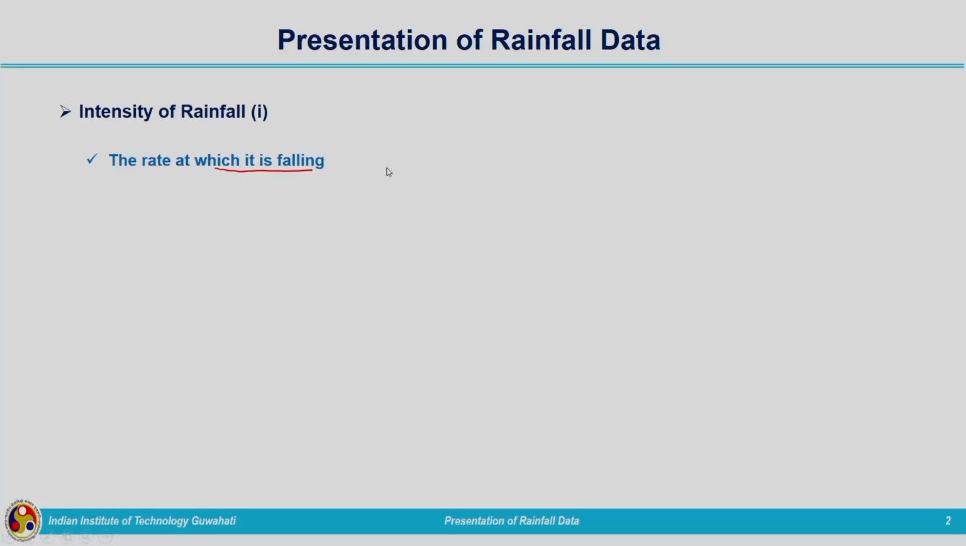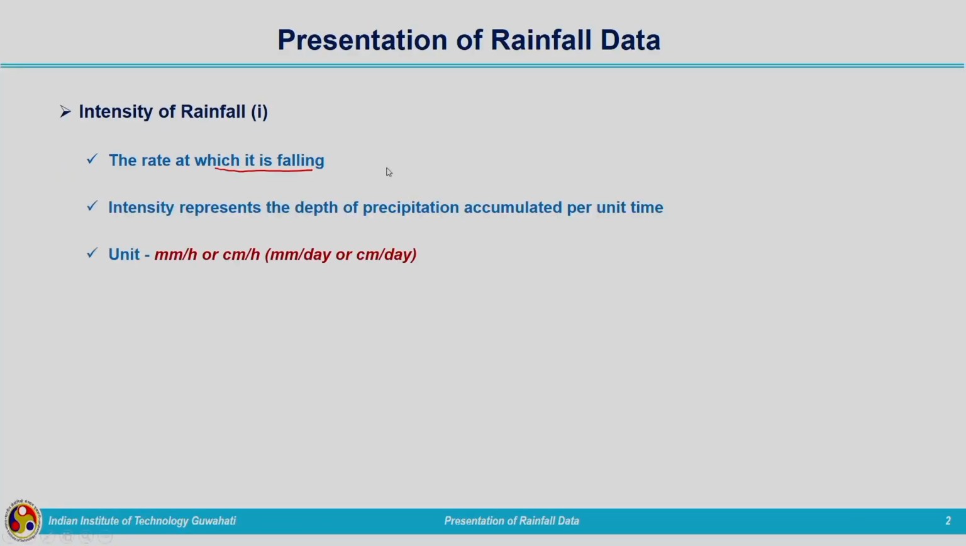The unit of intensity of rainfall will be in terms of millimeters per hour or centimeters per hour. That is, this much depth of rainfall has occurred within this much duration of time. It can be in millimeters per hour or millimeters per day, depending on the time duration we are considering, or in centimeters per hour, centimeters per day, or monthly, in centimeters per month.